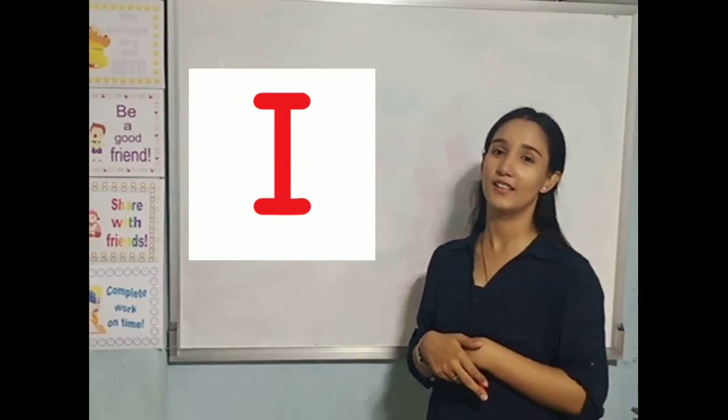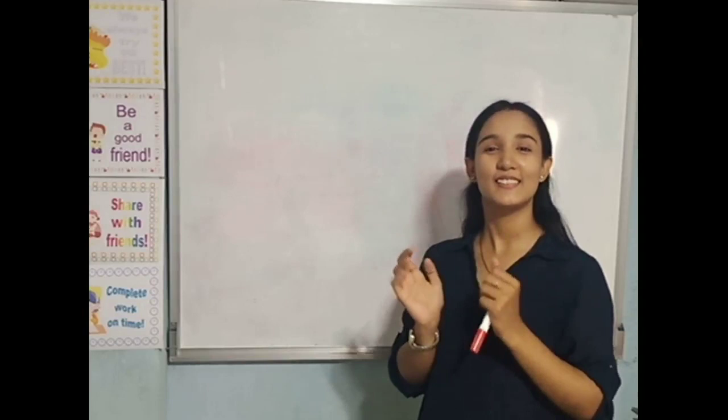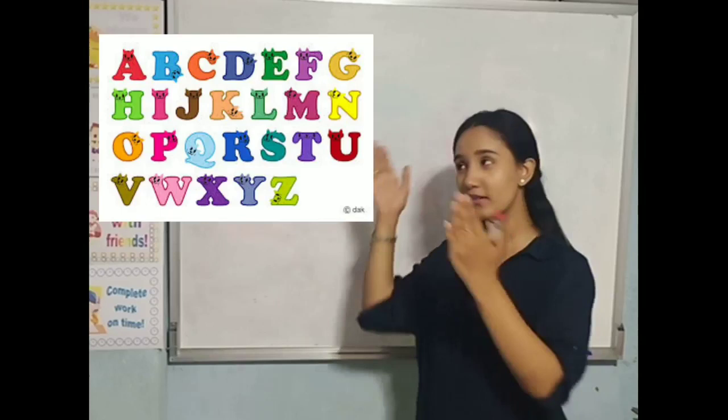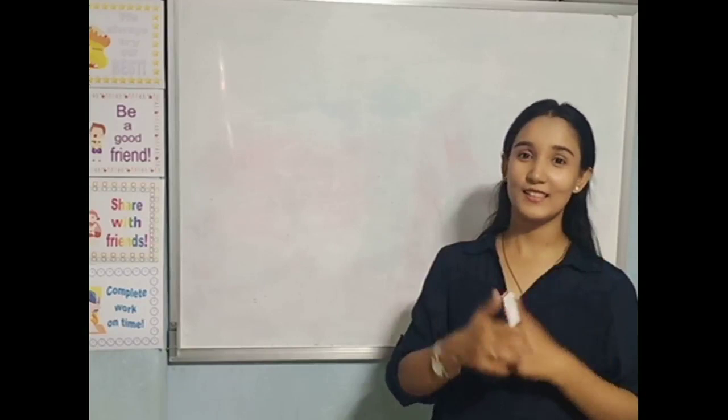And then the last one. One, two, three. What is this? This is M. Okay, good job. I'm very proud of you. You guys can tell all the alphabets. You're very clever. You guys are good. And then let's do some more activities, okay?